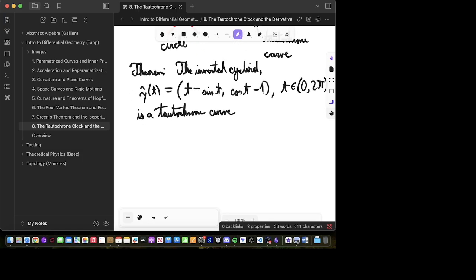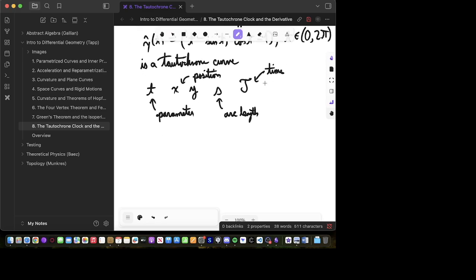So we want to discuss the following variables. t is our parameter. We have x and y, that's our position. s is arc length. And time, this will be time. So first we define arc length as we usually do, as the integral from t naught to t of the speed of the Tautochrone curve, differential of t.